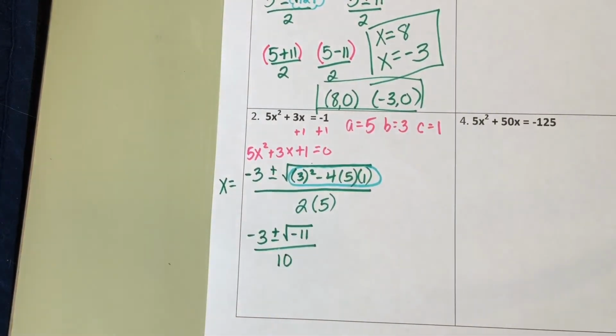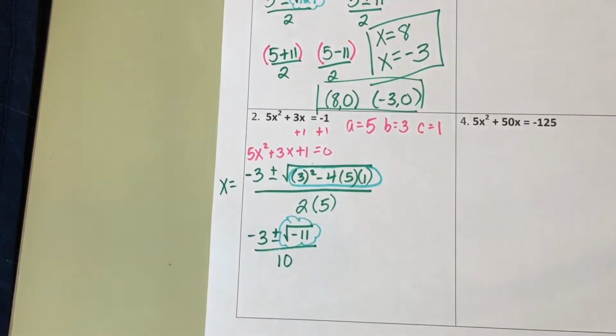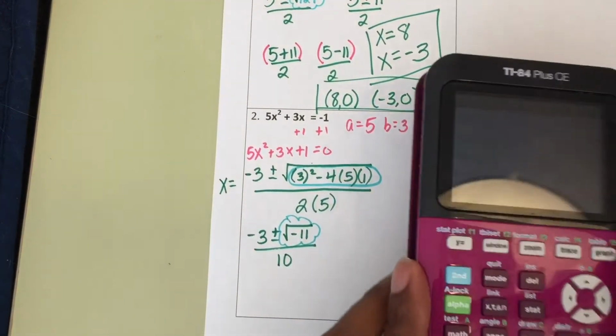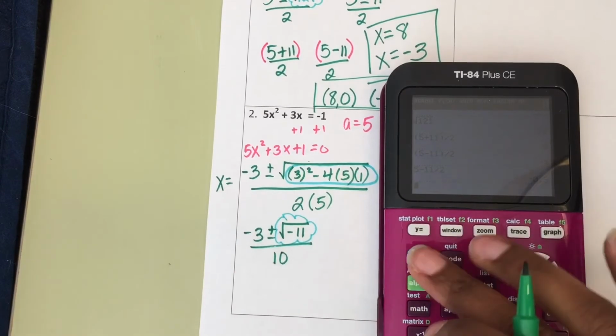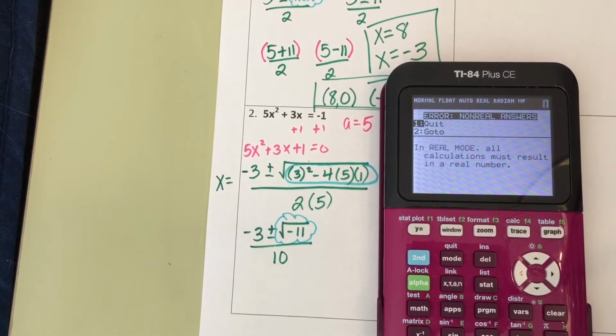Okay. The next part we did was we worked out this square root part. And I'm going to show you. You're going to type that in your calculator. And again, hopefully you're using a calculator on the computer. If you don't have a graphing calculator, when I do the square root of -11 and I push enter, oh, I get an error message. And it says non-real answer.